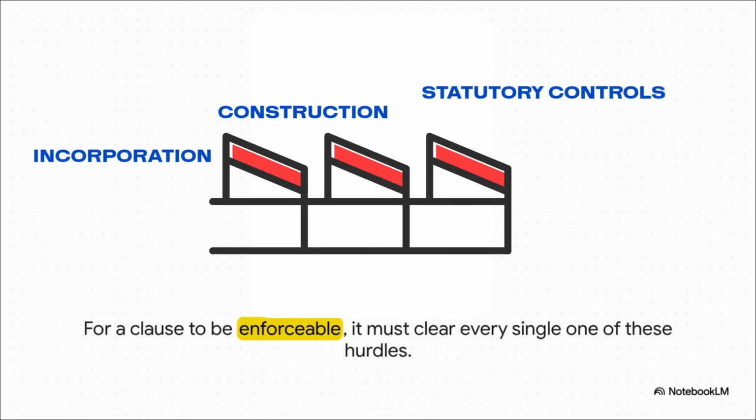This brings us to our framework. For an exemption clause to actually work, to be enforceable, it has to clear three hurdles. And I mean every single one. If it stumbles on just one, it's out. So think of this as your essential checklist for the exam.